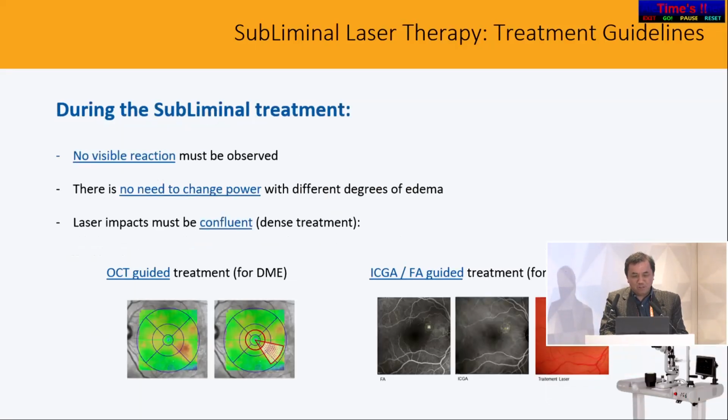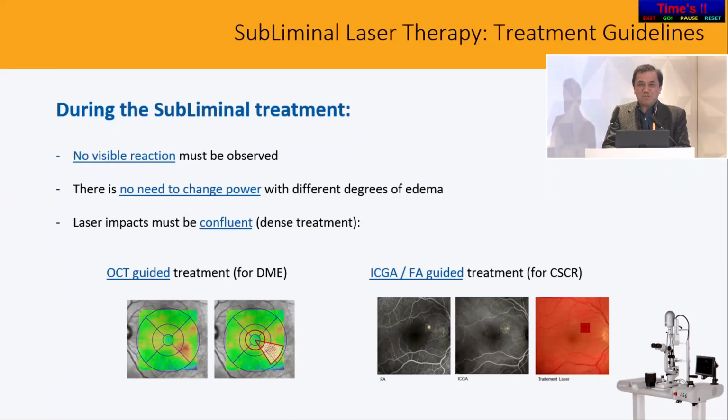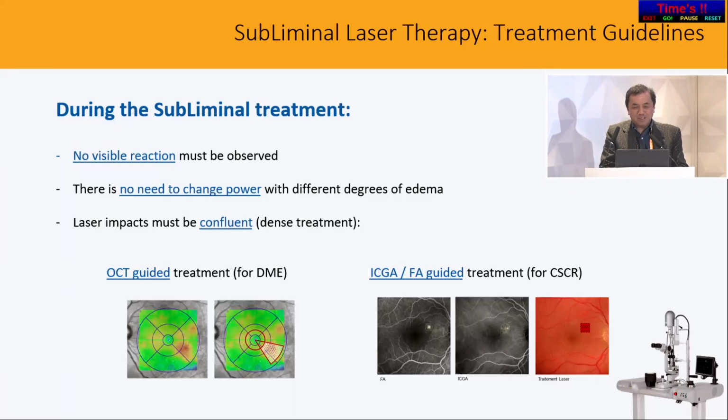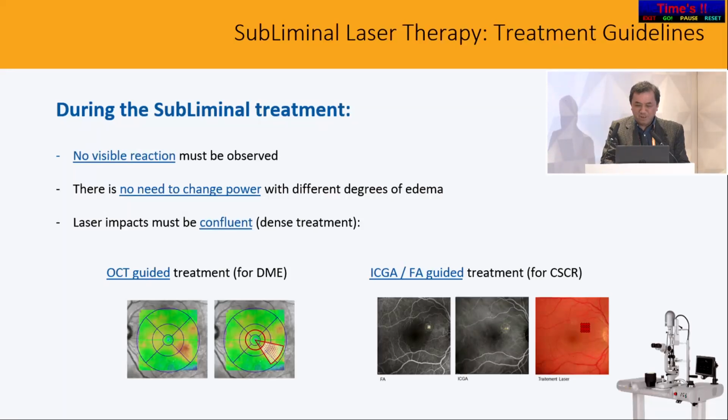Also, when we treat DME, we are not really aiming at the areas of leakage per se, like we use the fluorescein angiogram as a guide. We mostly just use the OCT and try to treat the thickened areas.